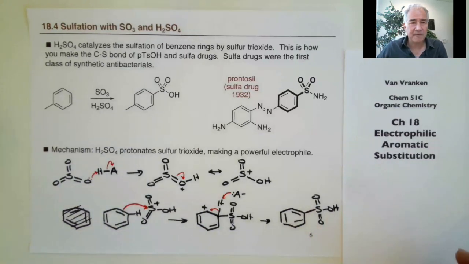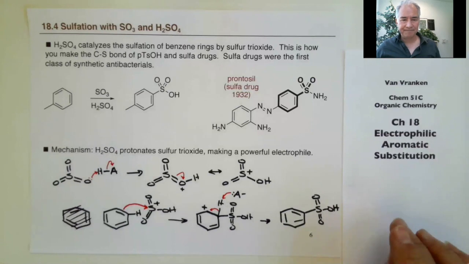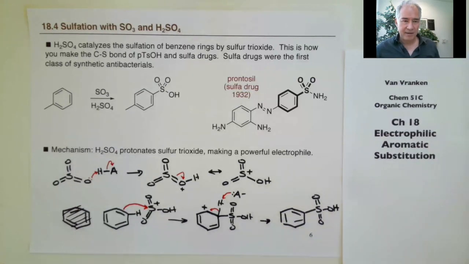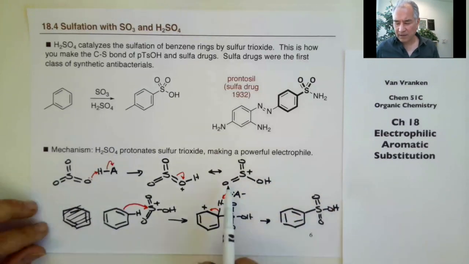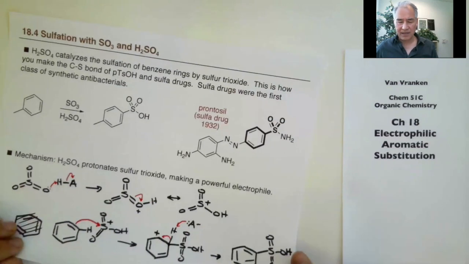And that's the mechanism for electrophilic aromatic substitution to create sulfonic acids, benzene sulfonic acid derivatives. So it's following that sort of pattern: you generate a powerful electrophile and then the double bonds of the benzene ring attack that powerful electrophile.